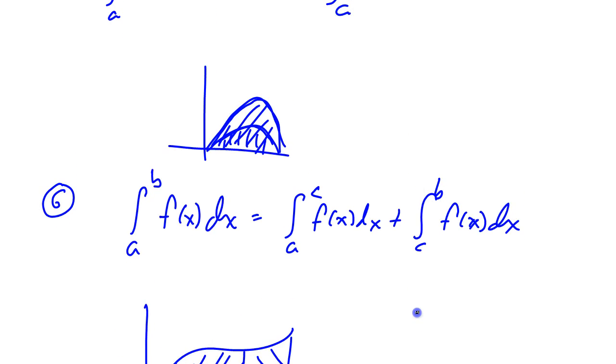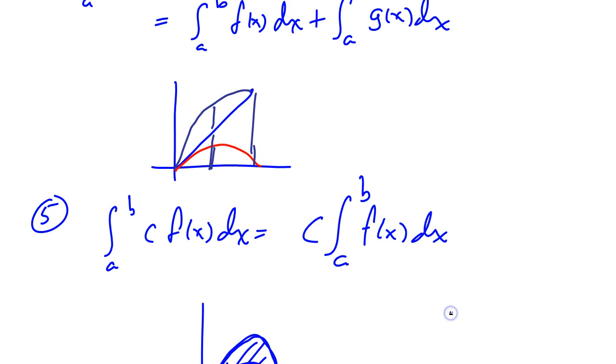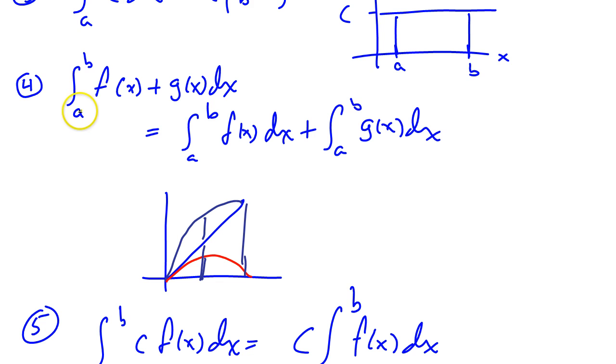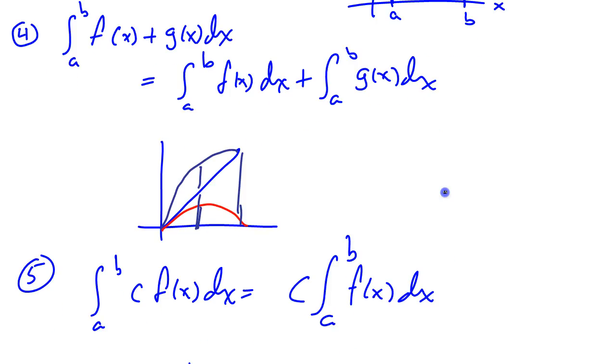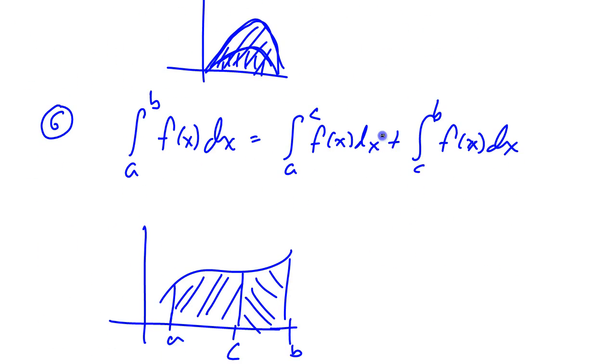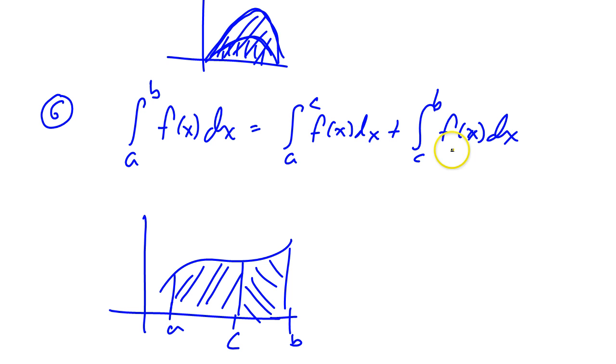Notice that in property 4, you're breaking up the function. The interval, you're going from A to B, A to B, A to B. All of those are the same, but it's the function that's getting broken up. F plus G, F by itself, G by itself. In number 6, the function is staying the same, but you're changing the intervals. This side is all the way from A to B, and this side is two of them, A to C, and then C to B.